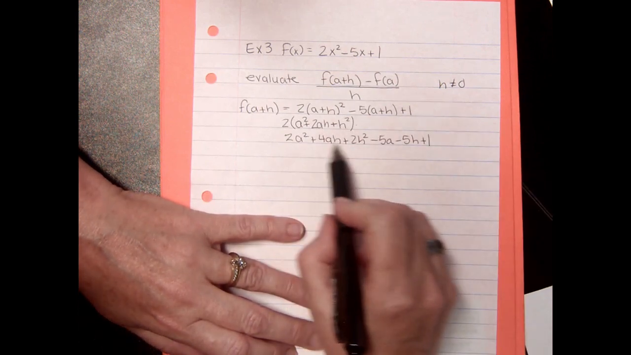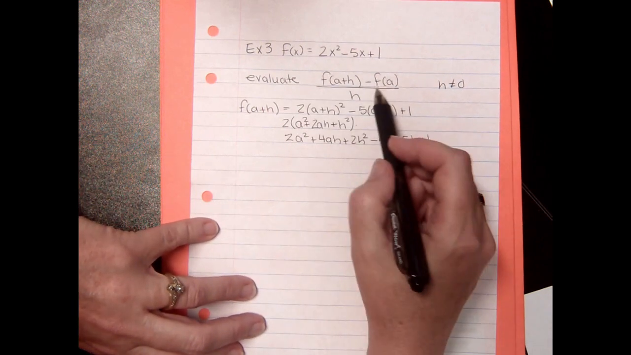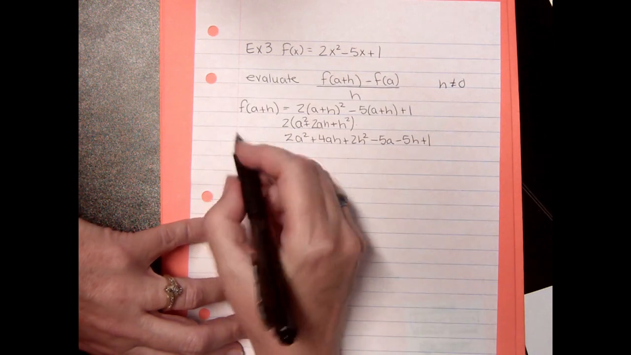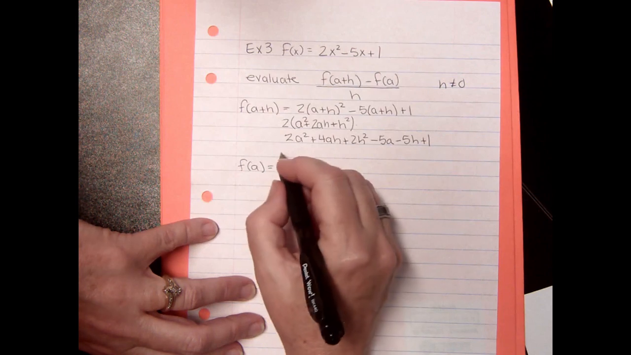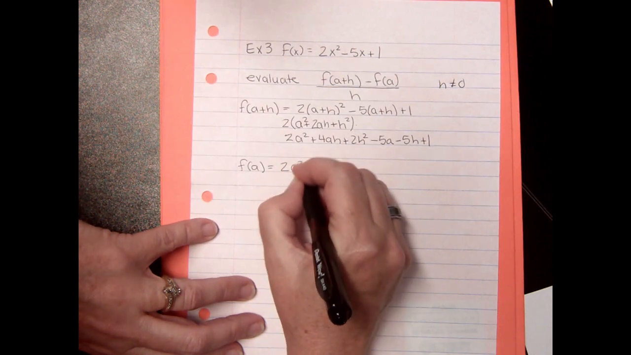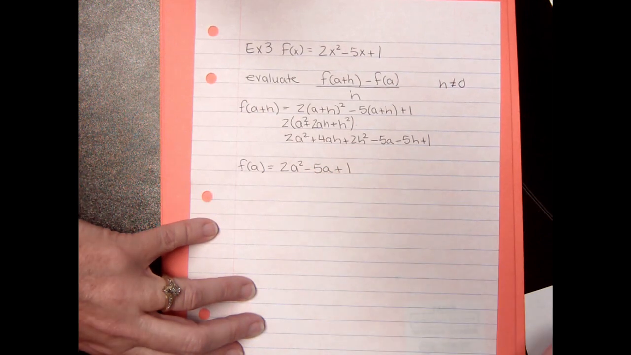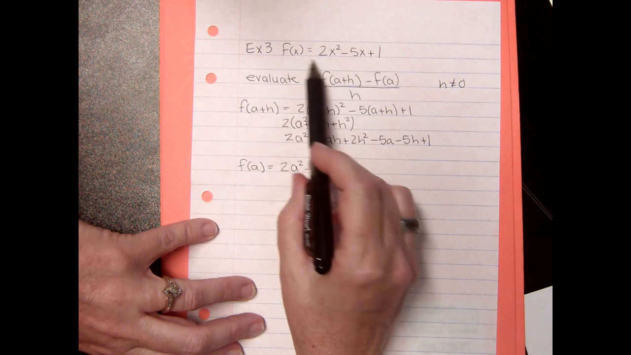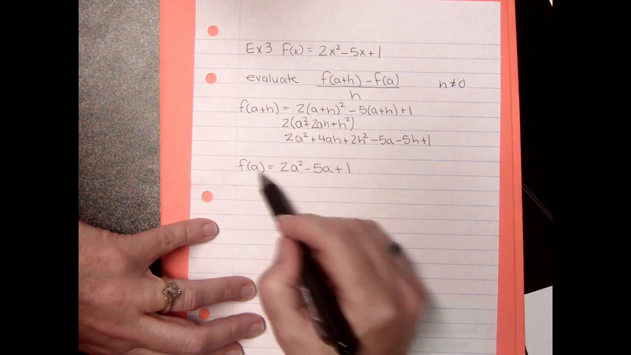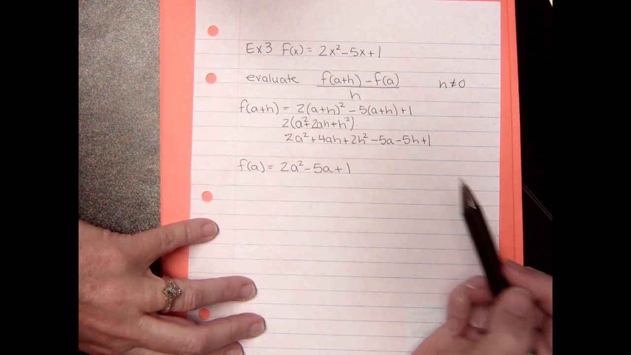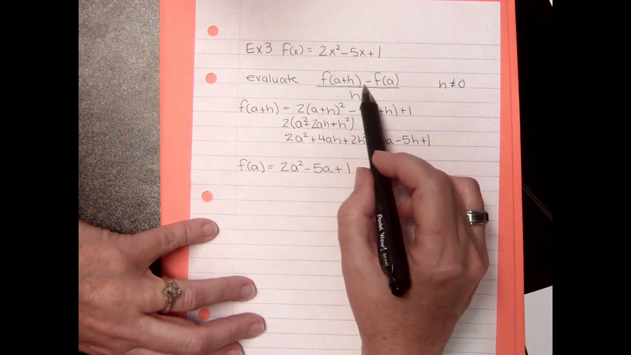Now I would love for some of that to combine, but I don't see anything that does. So I'm going to move on to the second part of my expression and find out what f of a is. f of a, 2a squared minus 5a plus 1. I just took my function here. Wherever there was an x, I replaced it with the a. Now that I have these two, I can go ahead back up and put it into this expression.